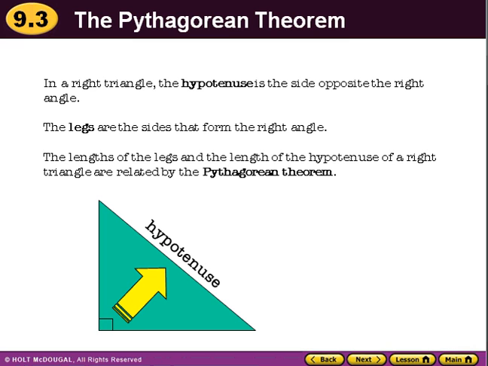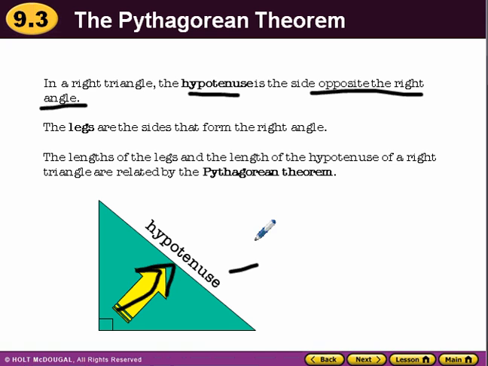Gentlemen, this is 9.3 Pythagorean Theorem, and there's a couple key points we need to make sure that we're getting in this video. One is that the hypotenuse is the opposite side of the right angle. So it's the side opposite of the right angle. You see the hypotenuse is this longest side, and it's opposite of the right angle.